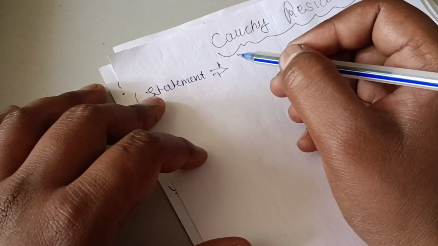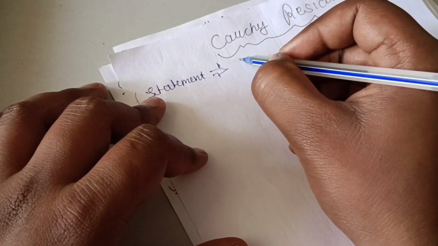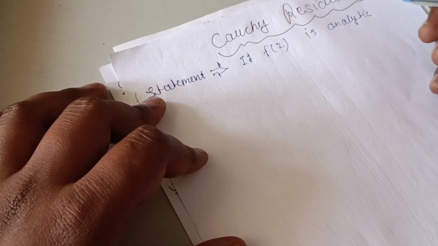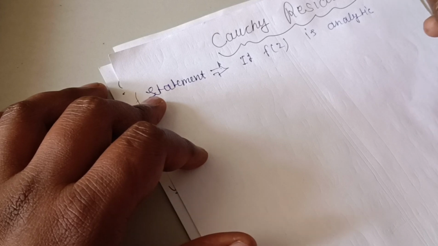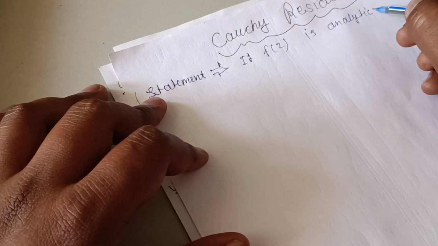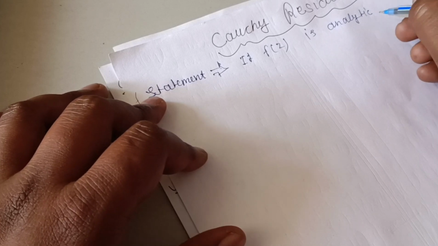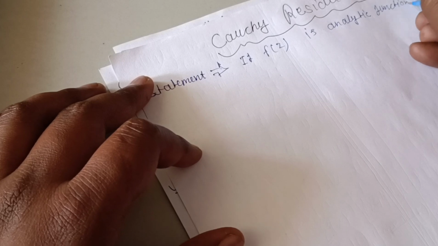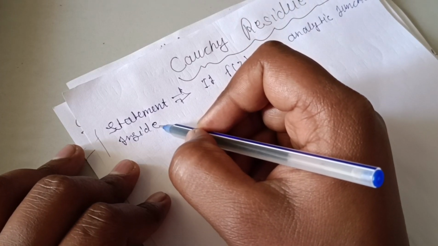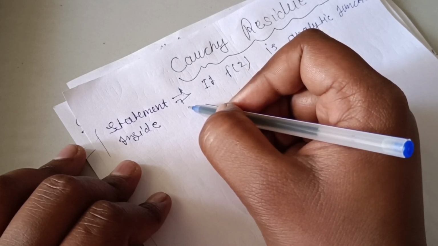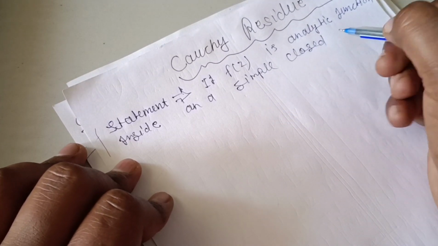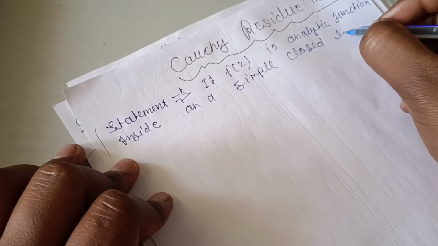if f of z is an analytic function inside and on a simple closed loop, or you can say container. I have already told you what an analytic function is. Like the Cauchy-Riemann equations should be satisfied, that is, the partial differentiation of u with respect to x and the partial differentiation of v with respect to y, and the other pair with opposite sign. I have told you this.